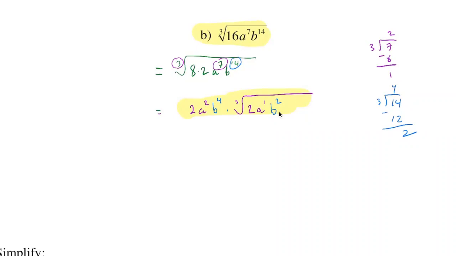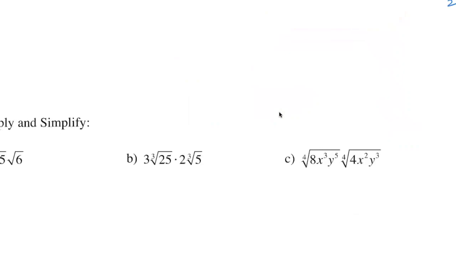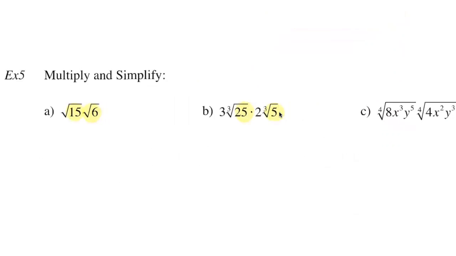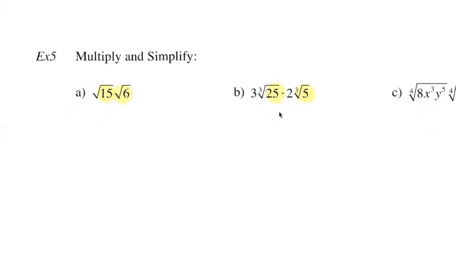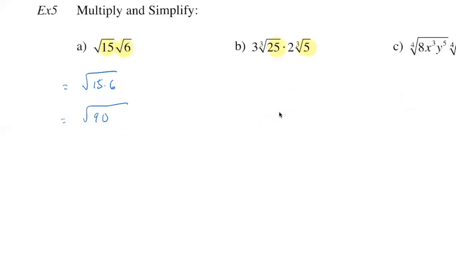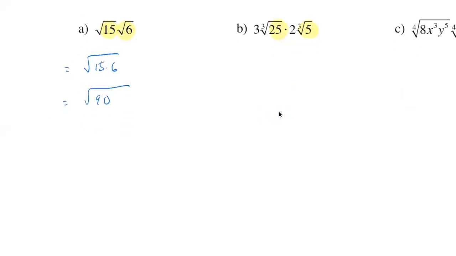Some problems you have to multiply first and then simplify, like this one here. See how the square root of 15 and the square root of 6 don't really simplify yet. But if we multiply the two radicands, we get 15 times 6, I think that's 90. And you can simplify from there because now the square root of 90 contains the perfect square factor, which is 9. And now it becomes 3 root 10, right?